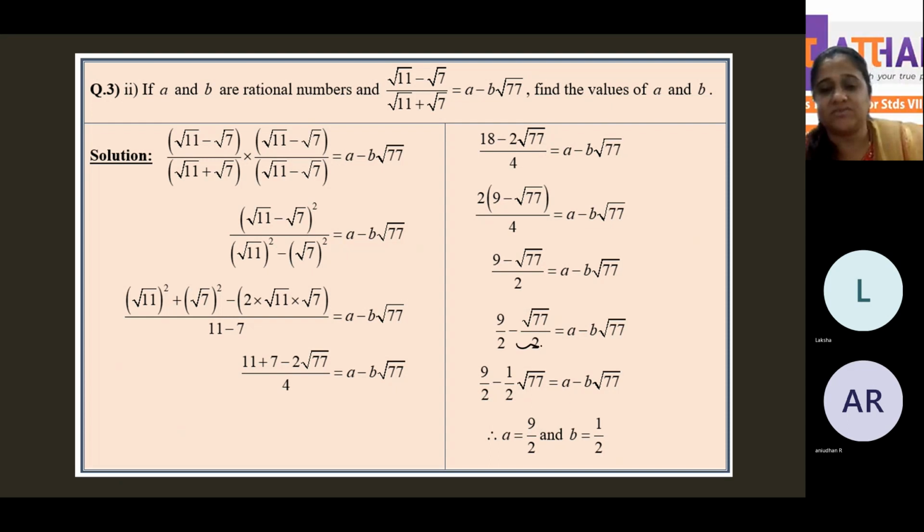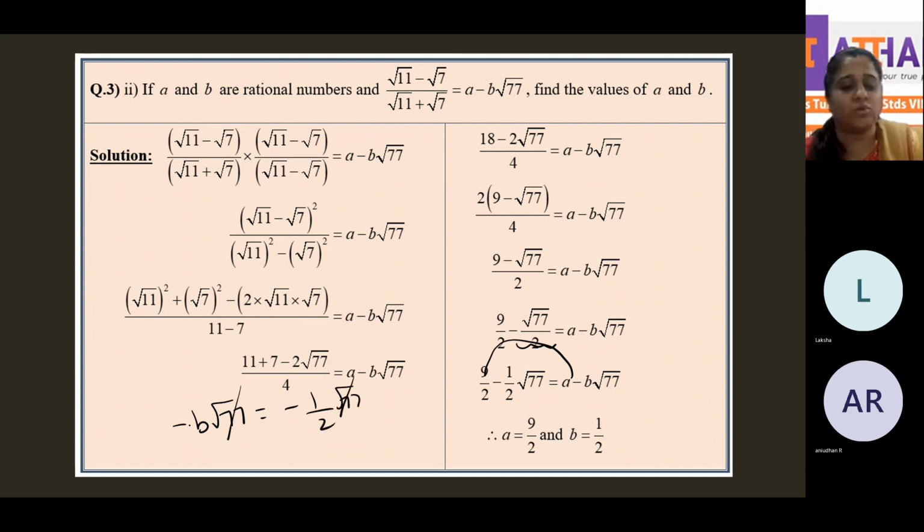Okay, so I've just expressed this in a different way. Half root 77 is equal to A minus B root 77. Now, when you compare both the sides, A is equal to 9 by 2, and minus B root 77 is equal to minus half root 77. So root 77 gets cancelled on both the sides. Minus gets cancelled on both the sides. So B is equal to 1 by 2.